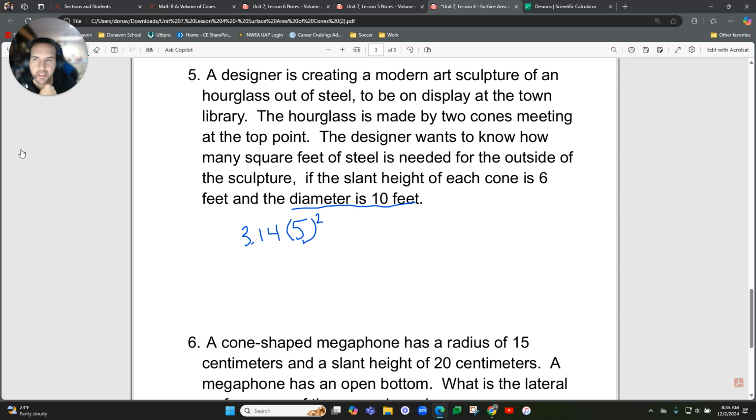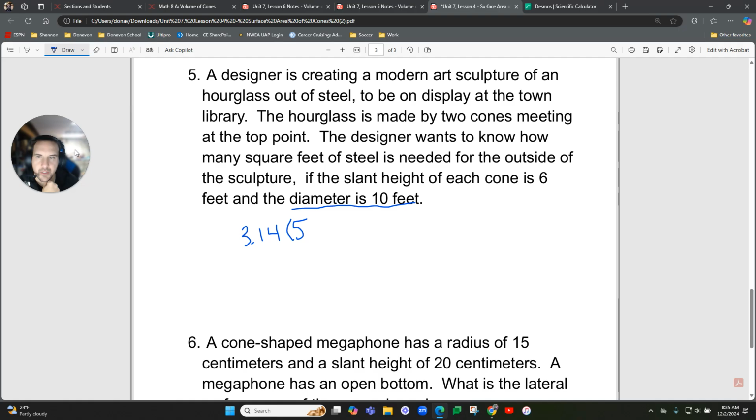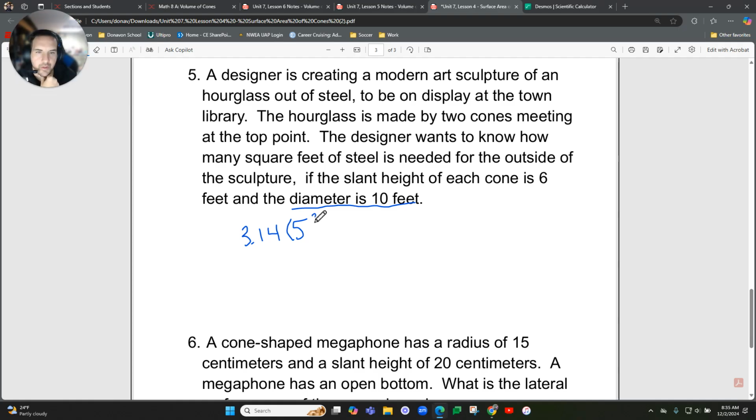I don't know why I keep putting that in. I'm going to erase that. The 2 should really kind of go in the parentheses here. Or the square should. Okay, plus, it doesn't really matter because we're just going to plug it into decimals anyways. All right, so 3.14 times 5 squared plus 3.14 times the radius, again, which is 5, and the height of the cone, slant height, is 6.